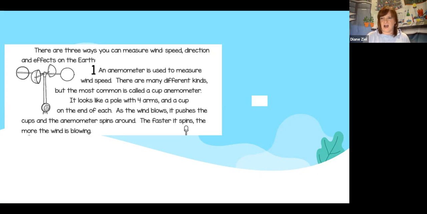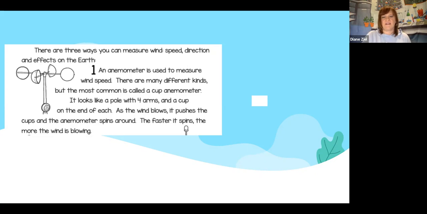There are many different kinds, but the most common kind is called a cup anemometer. It looks like a pole with 4 arms and a cup on each end. As the wind blows, it pushes the cups and the anemometer spins around. The faster it spins, the more the wind is blowing.